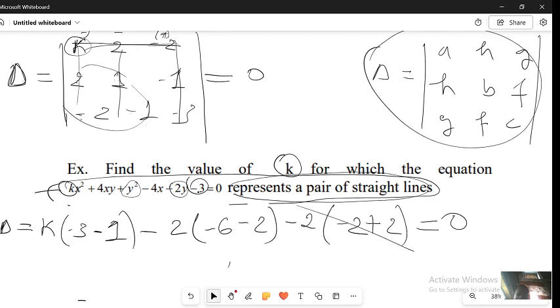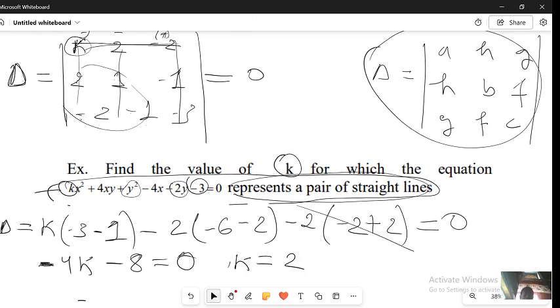Minus 8, minus 16. So this one is minus 4. So it's going to be minus 4k minus 8 equals 0. So finally k equals 2.